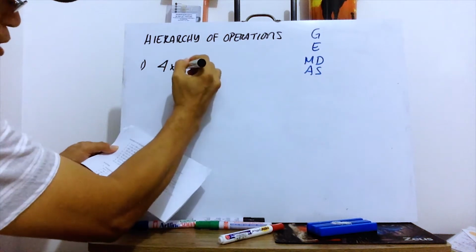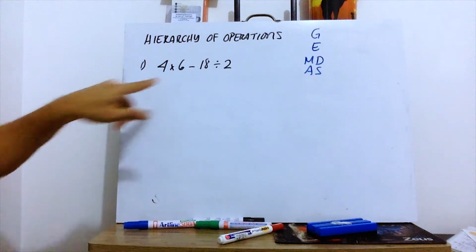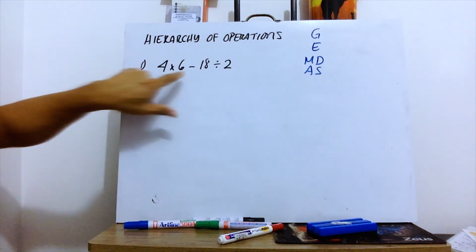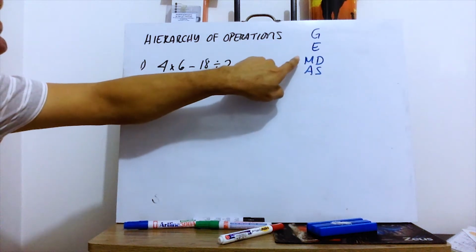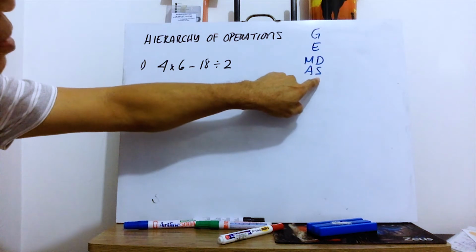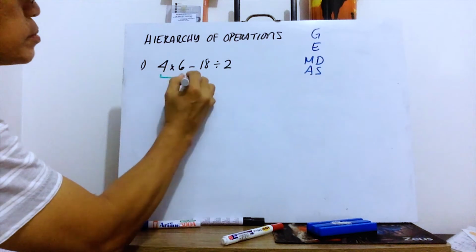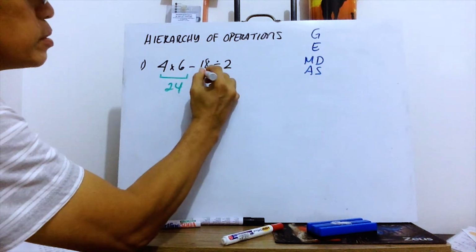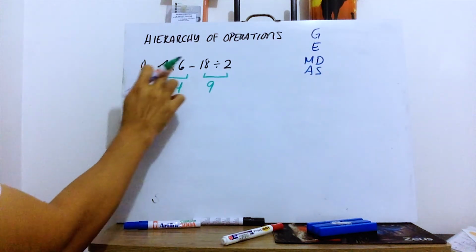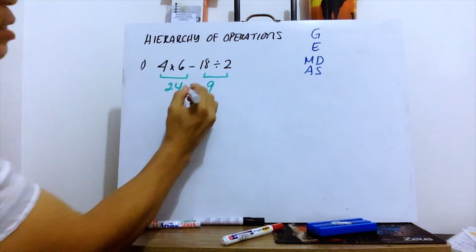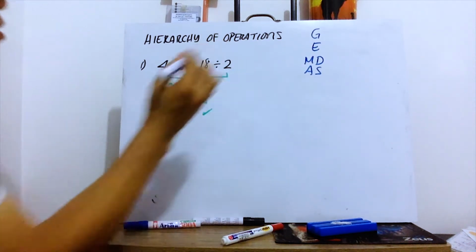4 times 6 minus 18 divided by 2. As you can see here, we have multiplication, we have division, then we have subtraction. Look at the ranking. This should come first before subtraction. So let's do it. This is 24. This is 9. Let's check. 4 times 6, 24. 18 divided by 2 is 9. And then we can subtract. The answer there is 15.